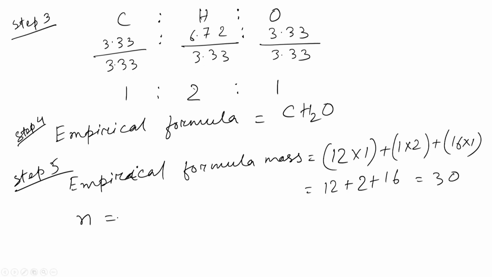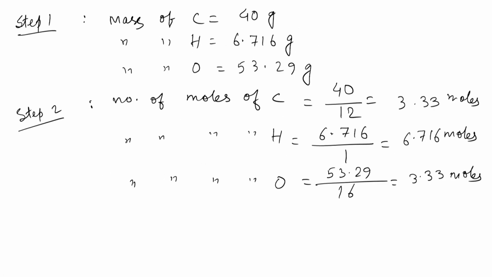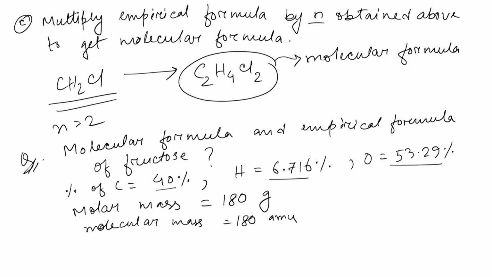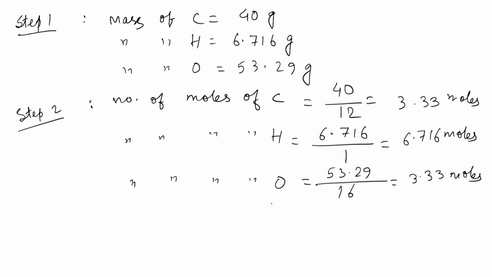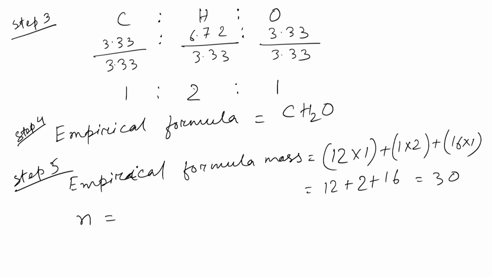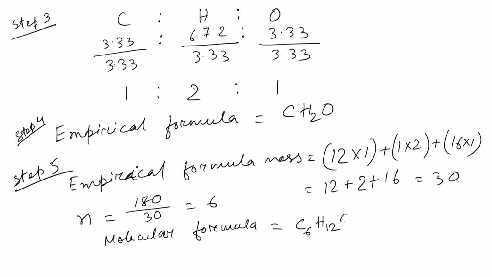Now, we have to find out the N. N is equal to molar mass divided by empirical formula mass. Molar mass was 180, right? So, N is equal to 180 divided by 30. So, this is 6. So, now we find out the molecular formula by multiplying the empirical formula with 6. So, we get C6H12O6.